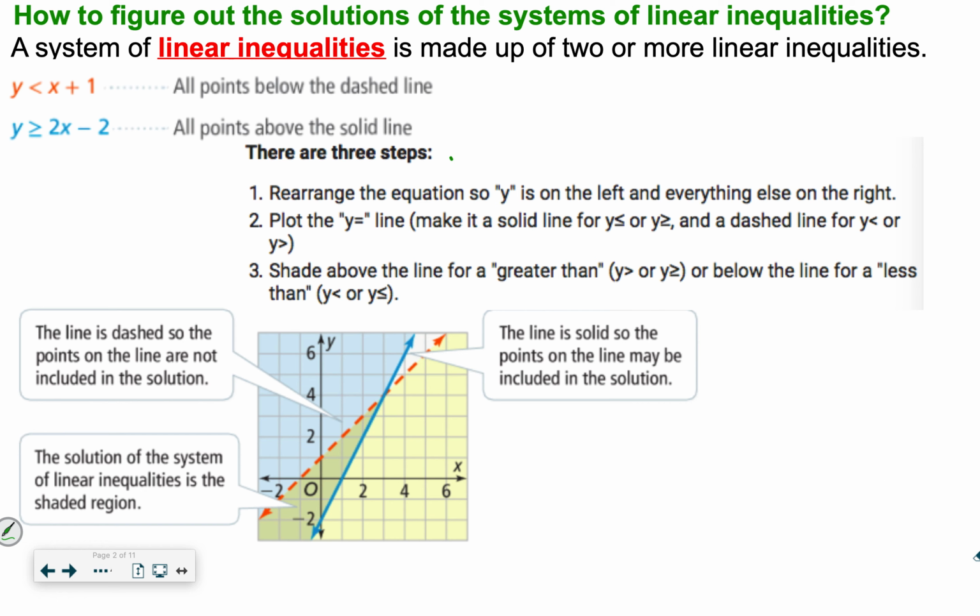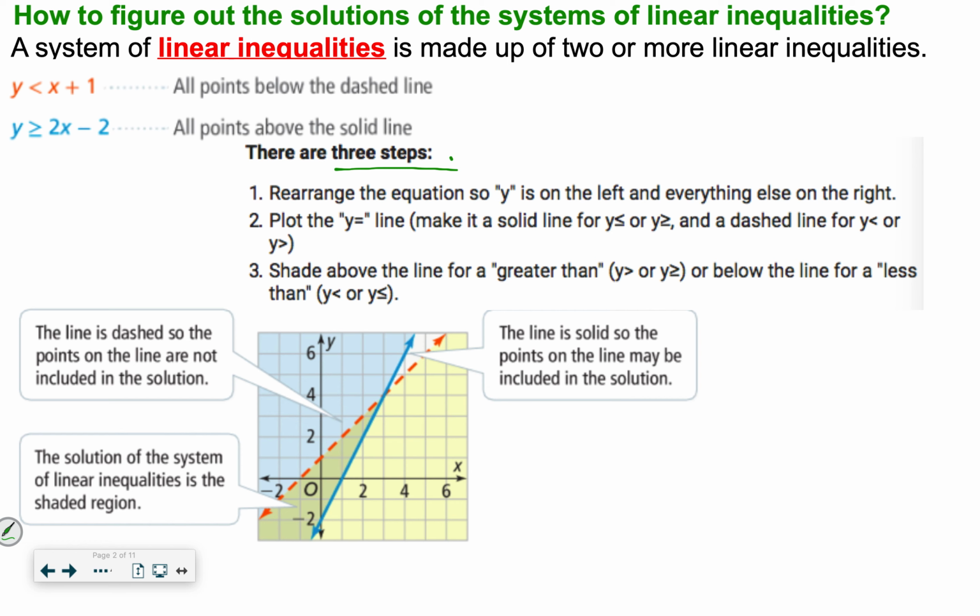Hello ladies and gentlemen, today we are going to learn how to figure out the solutions of systems of linear inequalities. A system of linear inequalities is made up of two or more linear inequalities. There are three steps we need to follow.